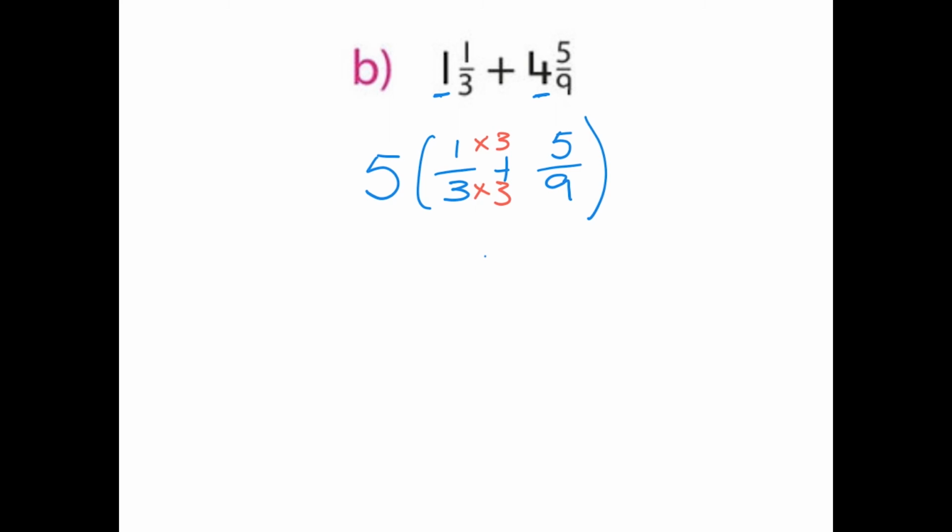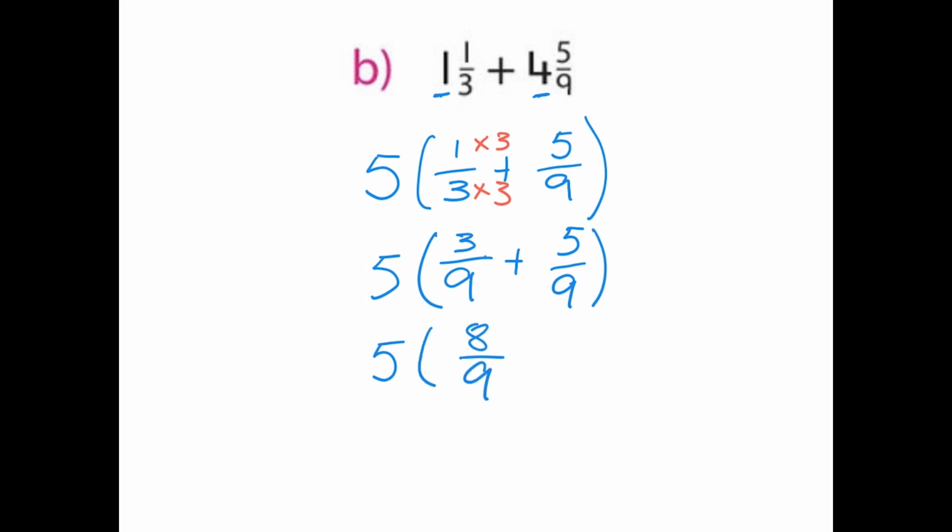So what we're going to have now is 5, and 3 times 1 is 3, and 3 times 3 is 9. And we're going to add 3 9ths and 5 9ths. Okay, and then we've got 5 and 8 9ths. And in fact, I don't need that bracket line there. I can get rid of that. Okay, so your answer is 5 and 8 9ths.